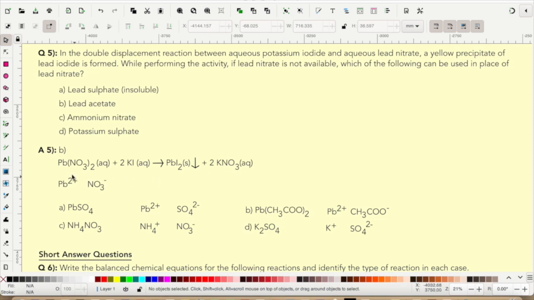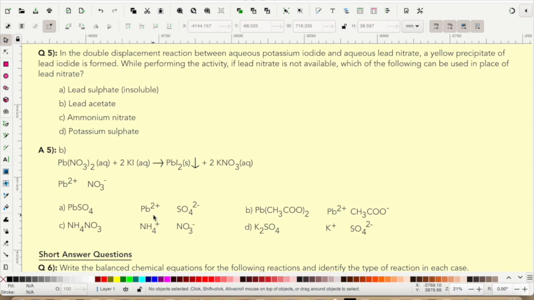We know that Pb(NO3)2 is made of Pb++ and NO3- ions. Lead nitrate's replacement should look very similar to it. Let us see the options given. First one is lead sulfate. Lead sulfate is written as PbSO4. It is made of Pb++ and SO4-- ions.